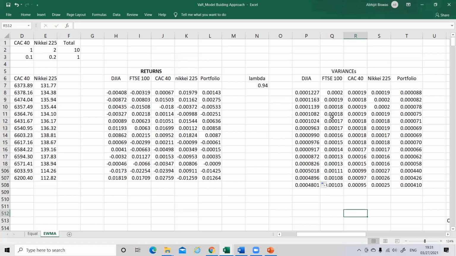Okay. The same way we will do it for FTSE. So first will be the normal variance calculation, variance.p. Do it. Then again, we will be using the same technique. Same formula, that is lambda into previous day's variance plus 1 minus lambda into previous day's return square, or previous day's squared return. So drag it till 507, you drag it. Yes, now I am able to write.